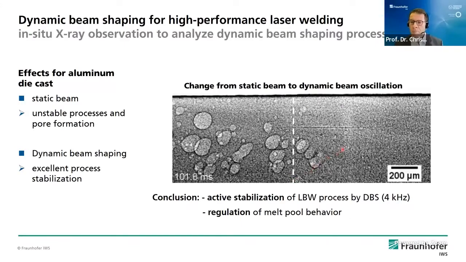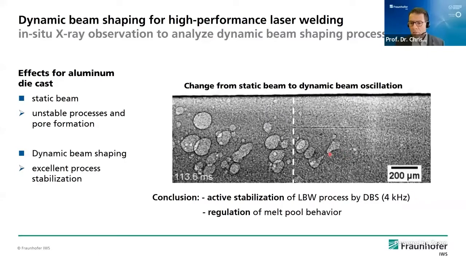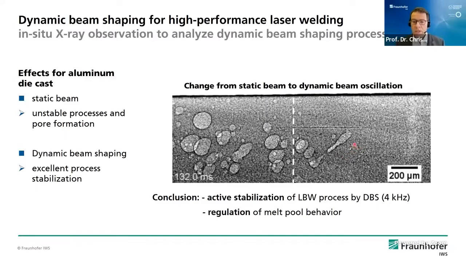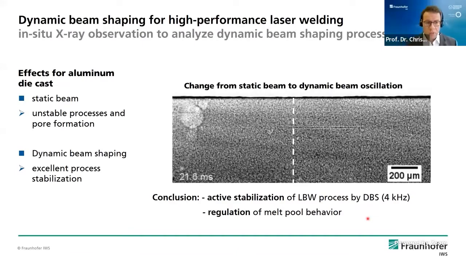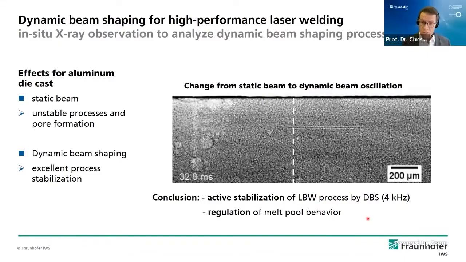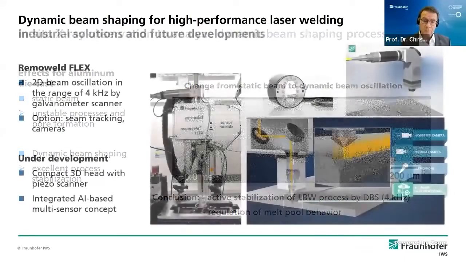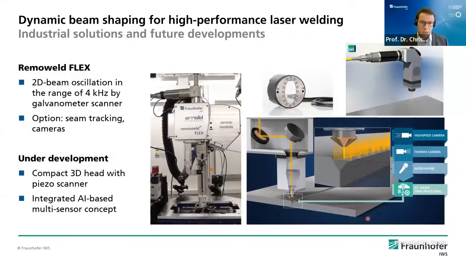Now, when we switch on the dynamic beam shaping at this line here, all of a sudden the melt pool is calming down, the number of bubbles being developed is much reduced, and therefore we have a very stable process, an active stabilization of the laser beam welding process by this dynamic beam shaping using a 4 kilohertz frequency. So we have a very tight control over the melt pool by using this beam shaping and beam oscillation, tightly controlling the process, and very much improving the welding result.